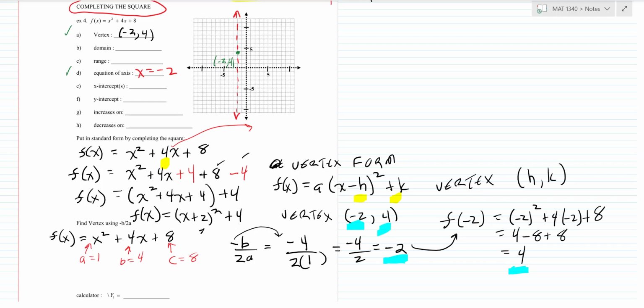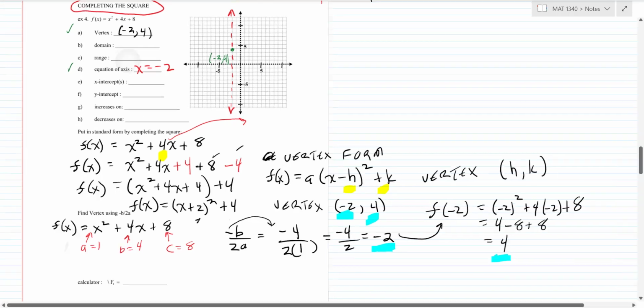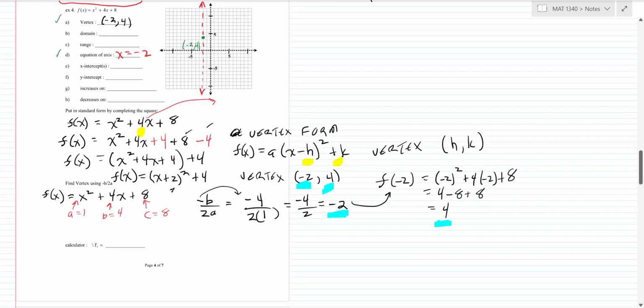So I don't care which way you do it. I think there's benefit in learning how to do it both ways, though. But most students seem to prefer negative b over 2a because it's less work. What do you all think? Any opinion? I think negative b over 2a is probably a little easier. You just remember the formula, you got it. So as I'm working these problems out, those are the things I'm going to be showing you: completing the square and then this method right here.